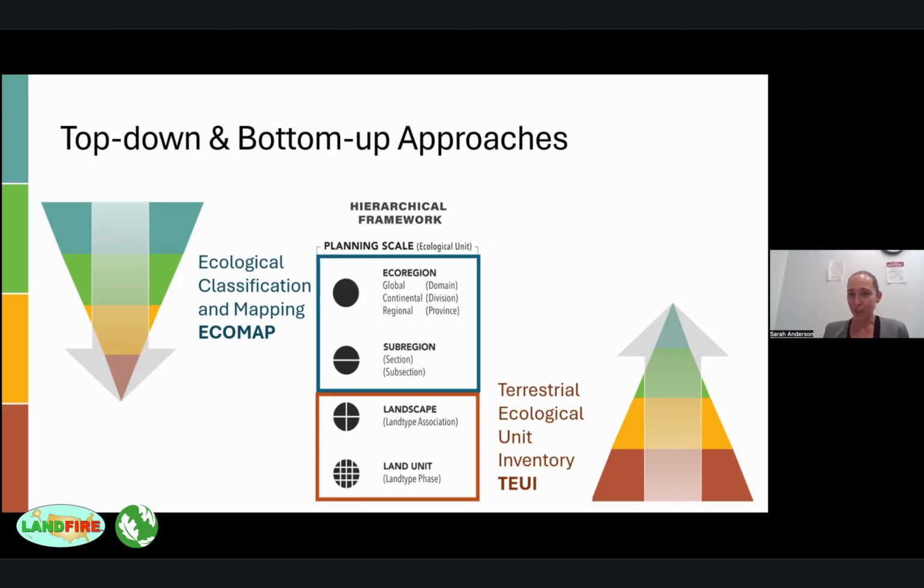Of course, when you have top down and bottom up, they at some point have to meet in the middle. And right now we're beginning to have the ability and the capability, with improved data quality and improved computing power, to begin to do some of that top-down mapping, verging into that land type association scale. However, there's still the need to have that bottom-up verification and truly bring the hierarchy together, which we hope to do at some point.